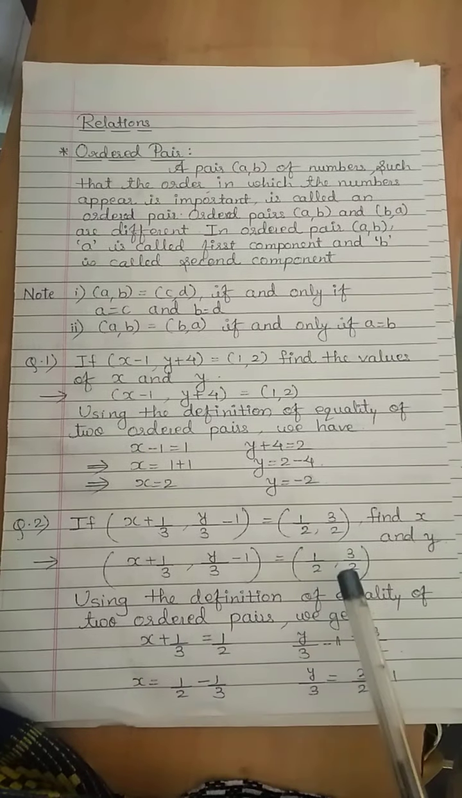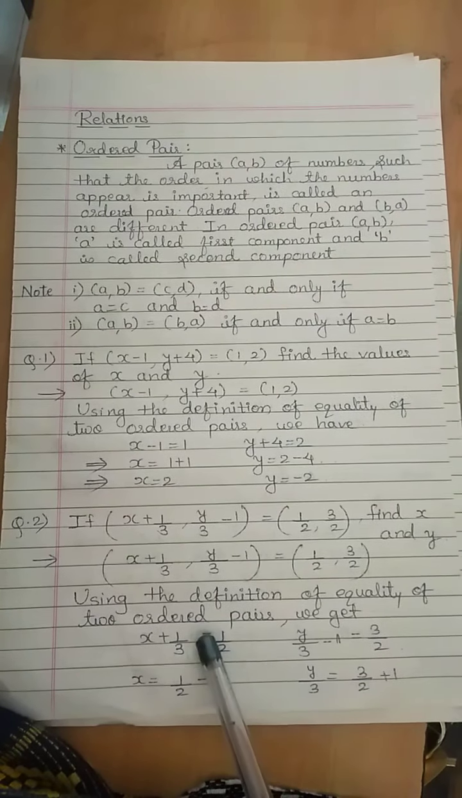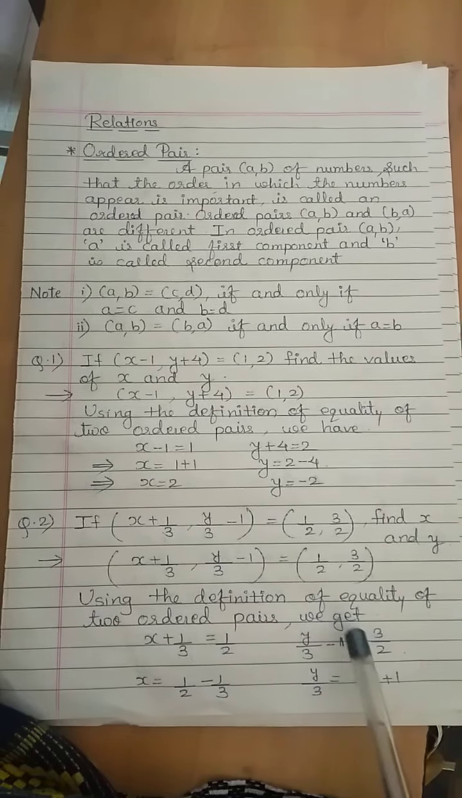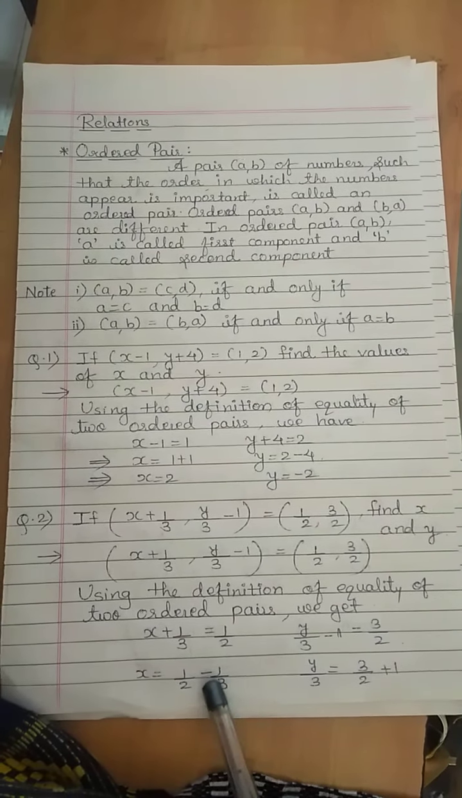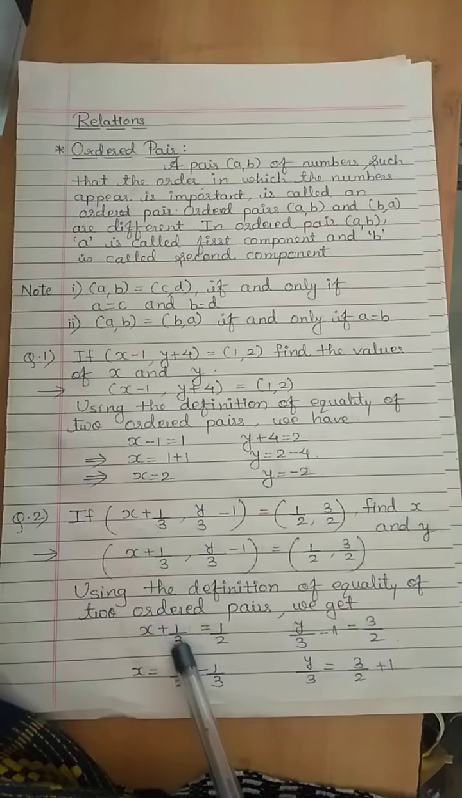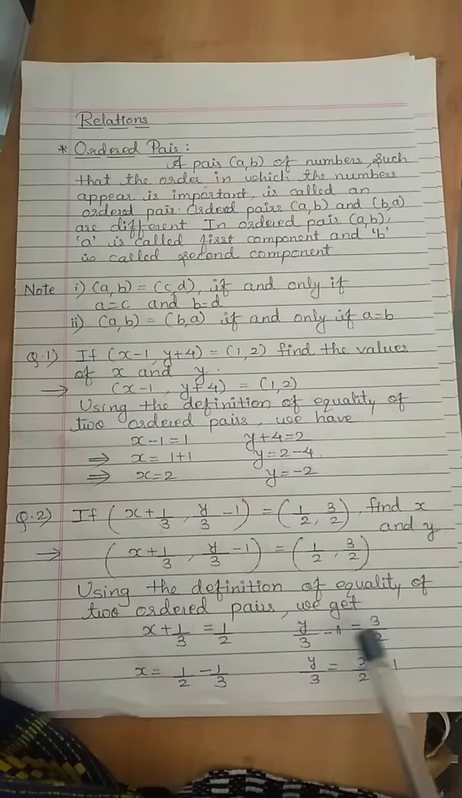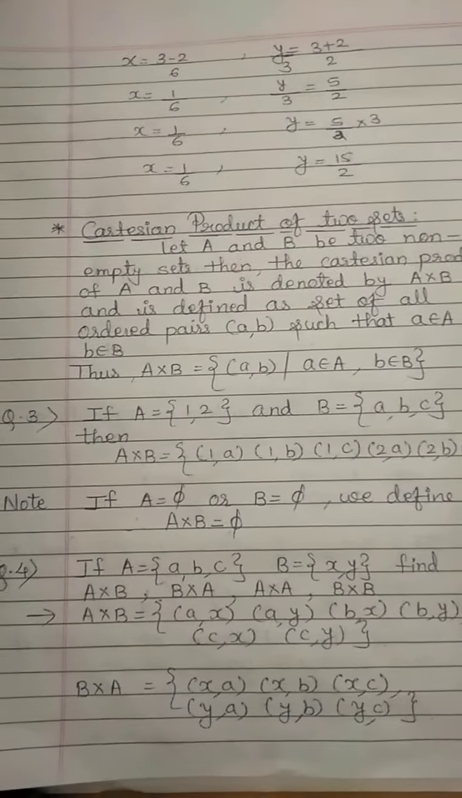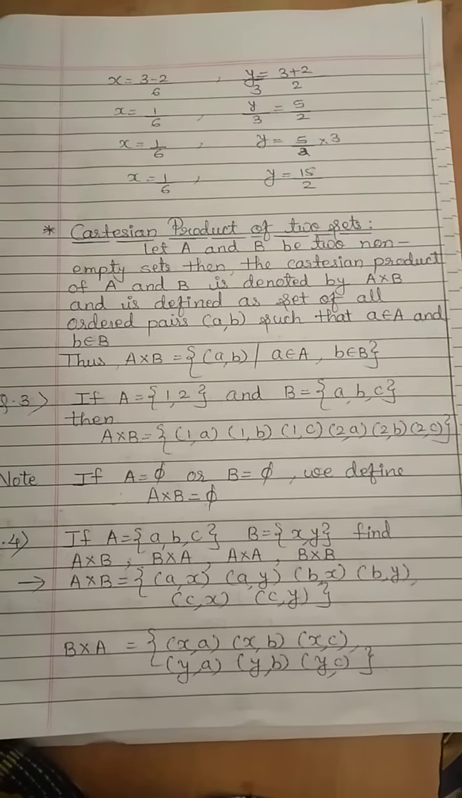Now by using the definition of equality, same as the previous question, by comparing both the sides, we can write x plus 1 by 3 is equal to 1 by 2. First component of first ordered pair is equal to first component of second ordered pair, and similarly for the next component, y upon 3 minus 1 is equal to 3 by 2. Now simplifying this, we will get x is equal to 1 by 2 minus 1 by 3, because if we shift this 1 by 3 to that side, that will become minus, and in a similar way we will simplify here. This minus 1, if we write to that side, that will become plus. Now for the simplification, x is equal to, by cross multiplication, 3 minus 2 upon 6. So x is equal to 1 by 6.